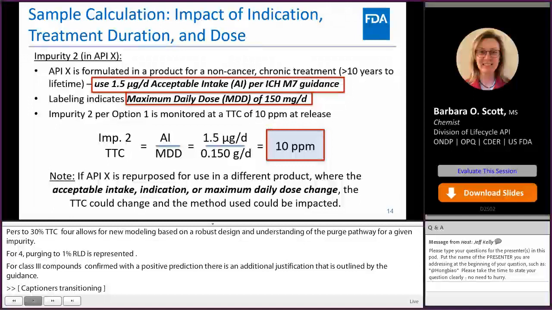They would review the corresponding analytical test method and all validation work to ensure that the method was suitable for use. An important note here is that if your APIX is repurposed for use in a different drug product or in combination with another drug, where the acceptable intake, indication, or MDD changed, the limit as well as the analytical method used could be impacted. So please keep this in mind.